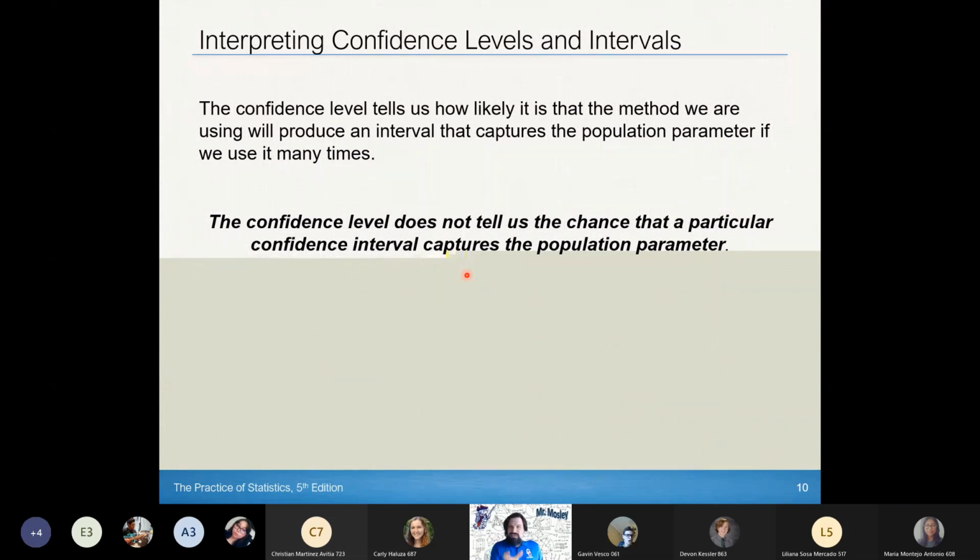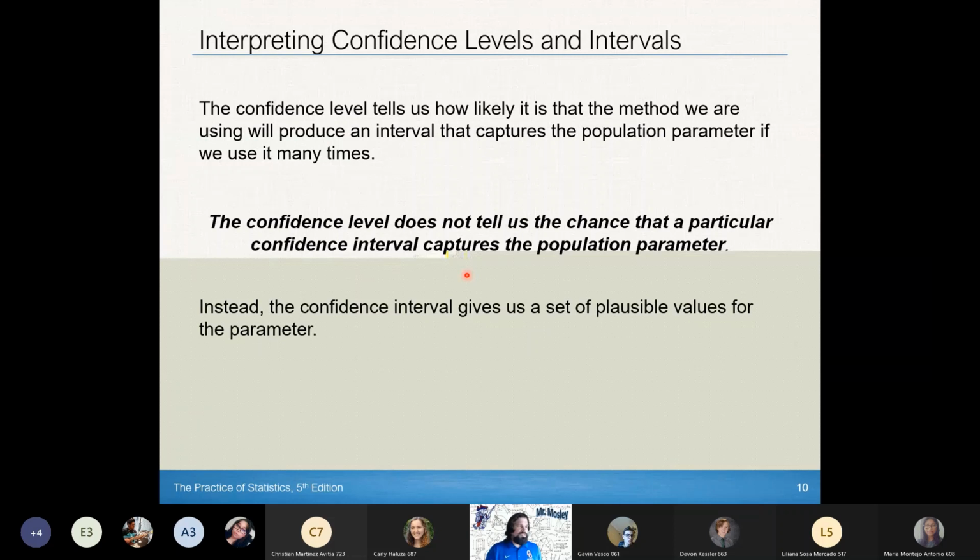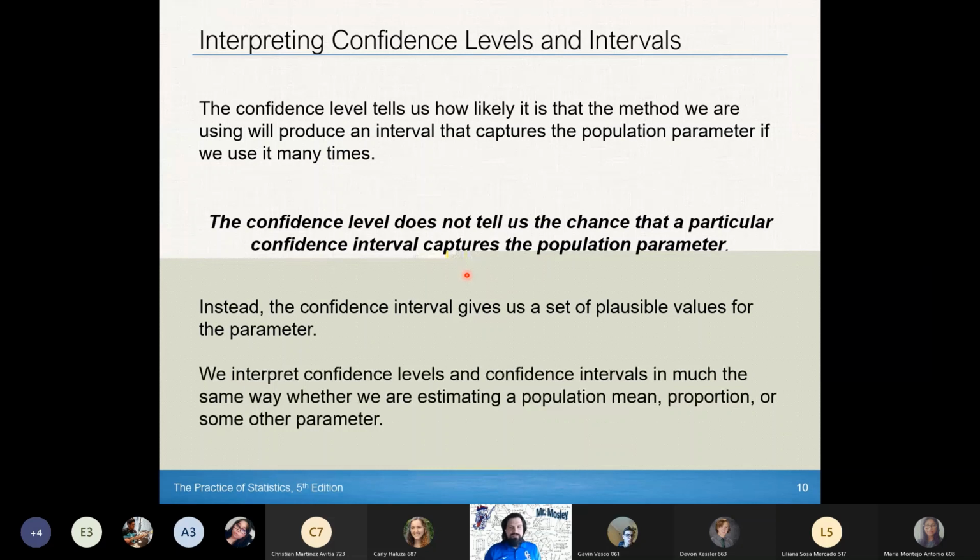Each individual interval either has the parameter or it does not. So it's either 100% that it has it or 0% it does not. Those are the only two options if we're looking at a particular confidence interval. Instead, the confidence interval gives us a set of plausible values for the parameter. We interpret confidence levels and confidence intervals in much the same way, whether we are estimating population mean, proportion, or some other parameter.